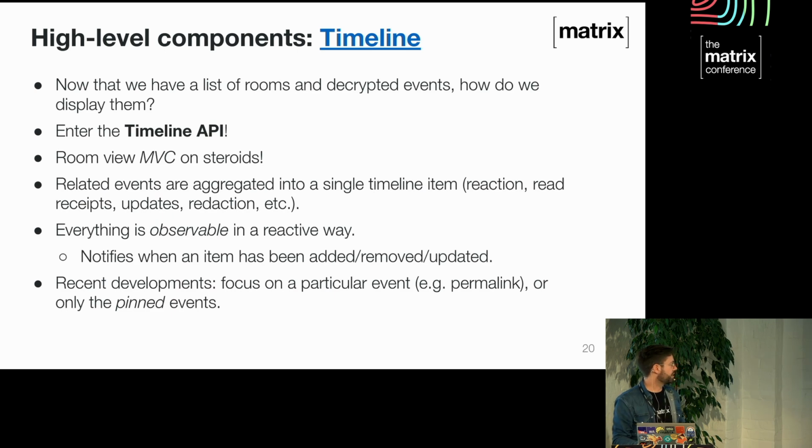In terms of recent developments that we've made on this timeline API, you have the ability to focus on a particular event and automatically start back pagination and forward pagination. So that's basically after you've clicked a permalink, it will focus on that event and start to backfill in both directions. So you can actually get to see the context of that event. And also, we have support for pinned events now. You can have a timeline just containing the pinned events, the same way you have that in ElementWeb, I think.